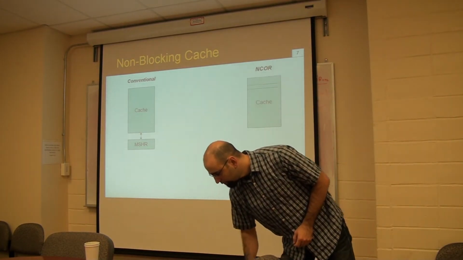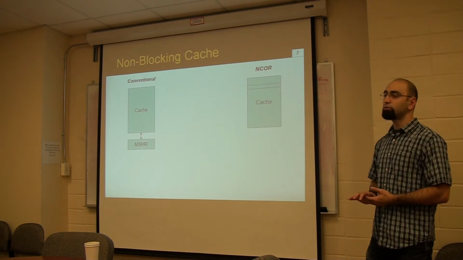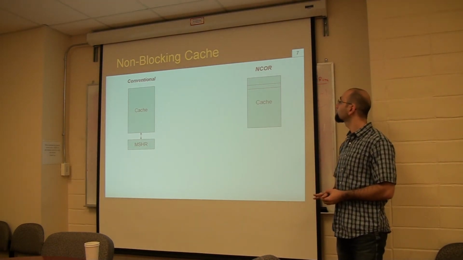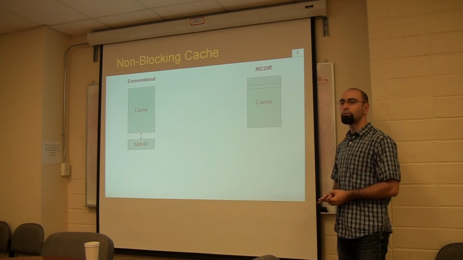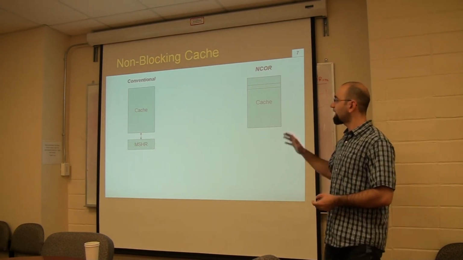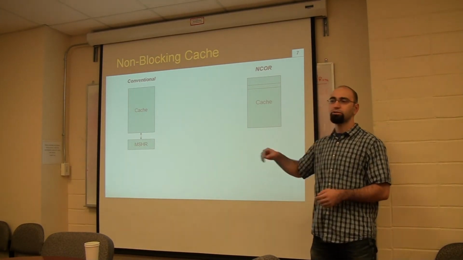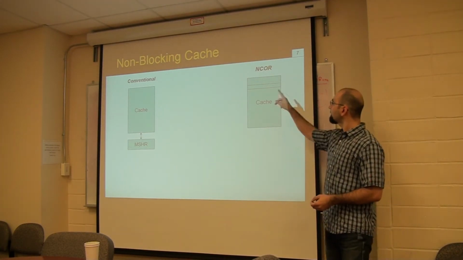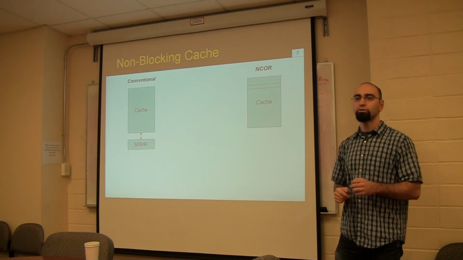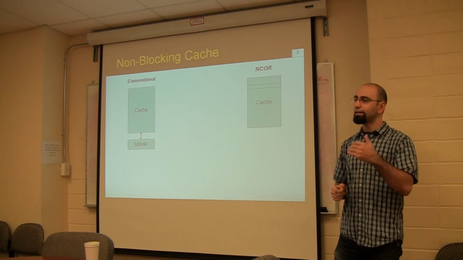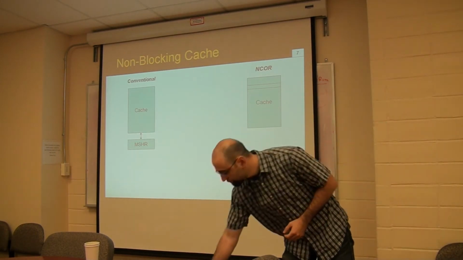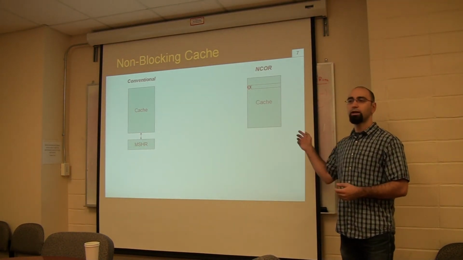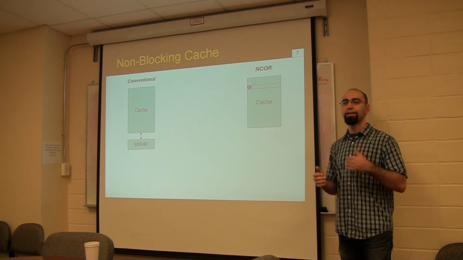Now, for non-blocking cache, we use NCore. NCore is a non-blocking cache that we proposed recently. The way it replaces the MSHR is that it gets rid of it altogether. What we do is say, for every line in the cache, what I want to know is whether that line is pending or not. So all I have to do is have a single bit there that says, is this line pending or not? If it is, I cannot access this line.